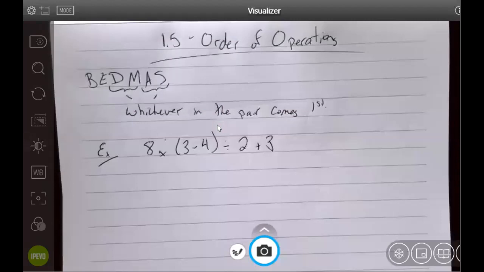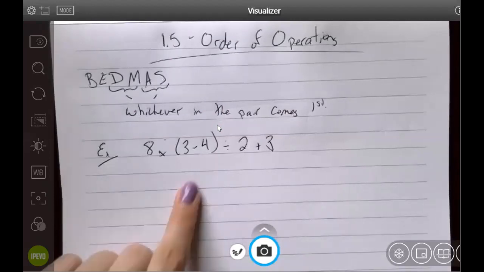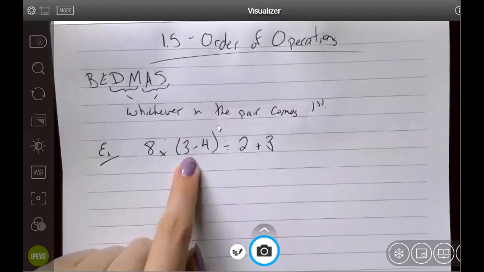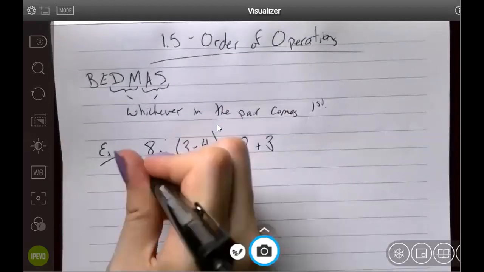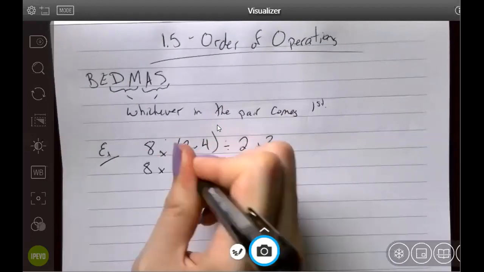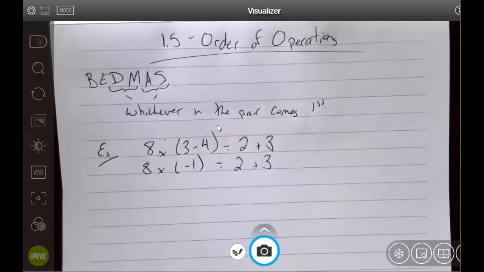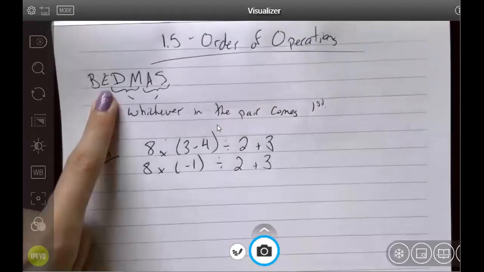So I have 8 times (3 minus 4) divided by 2 plus 3. So step 1 is to do our brackets. So that is solve anything that is inside of brackets. So 3 minus 4, which is -1. And then there's no exponents, so we don't have to worry about that.